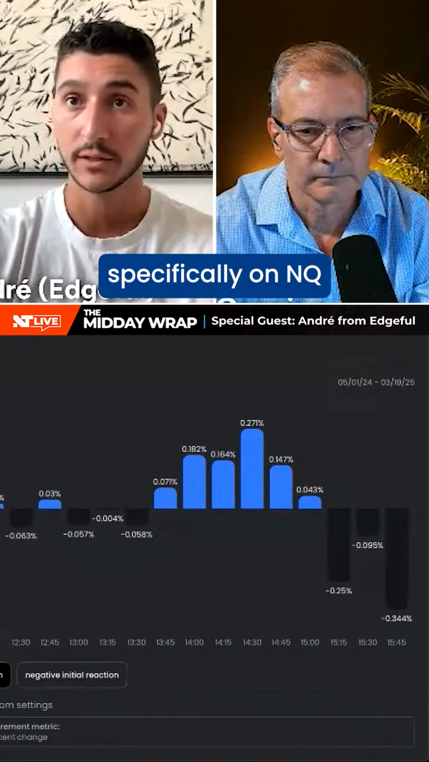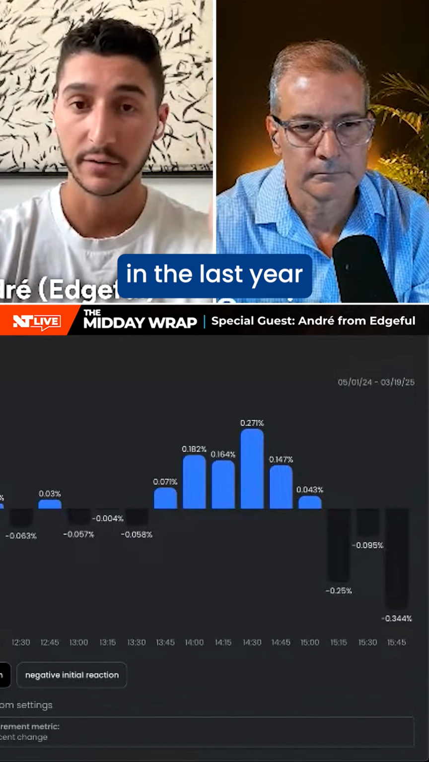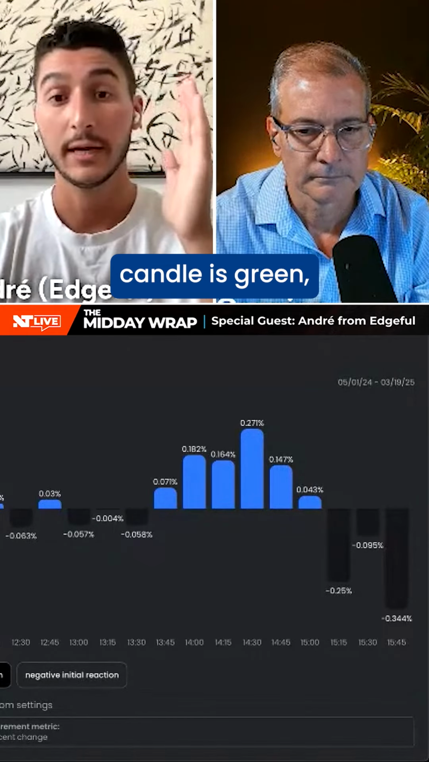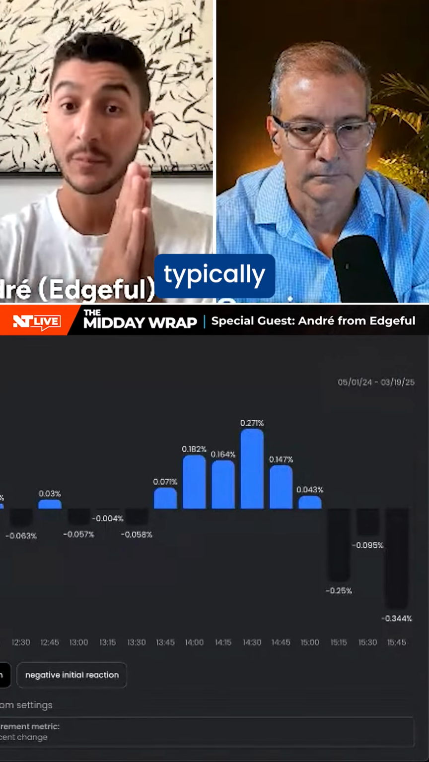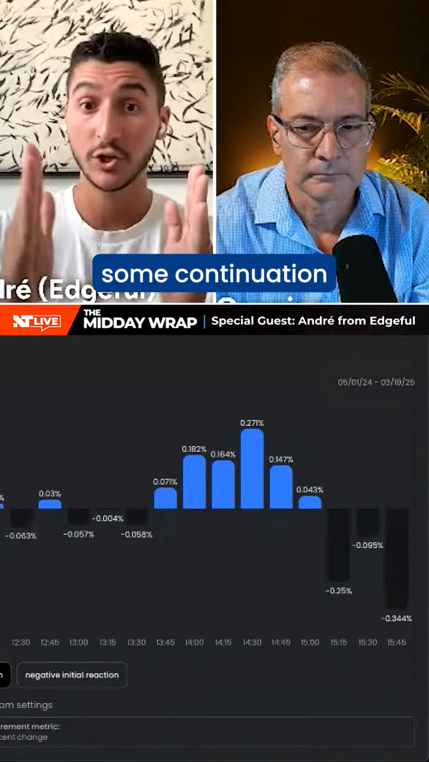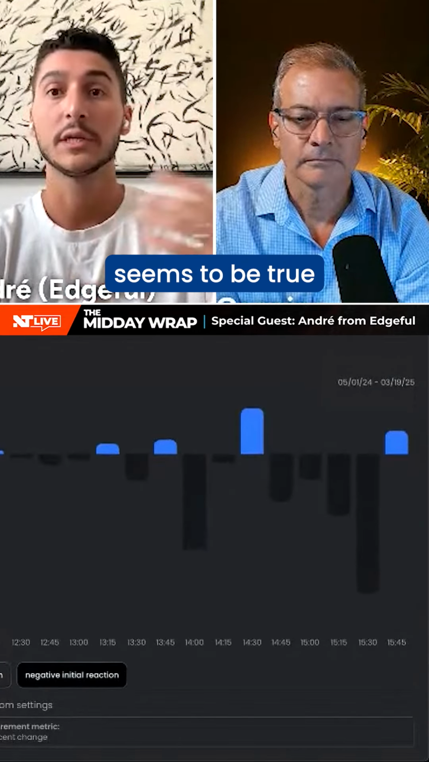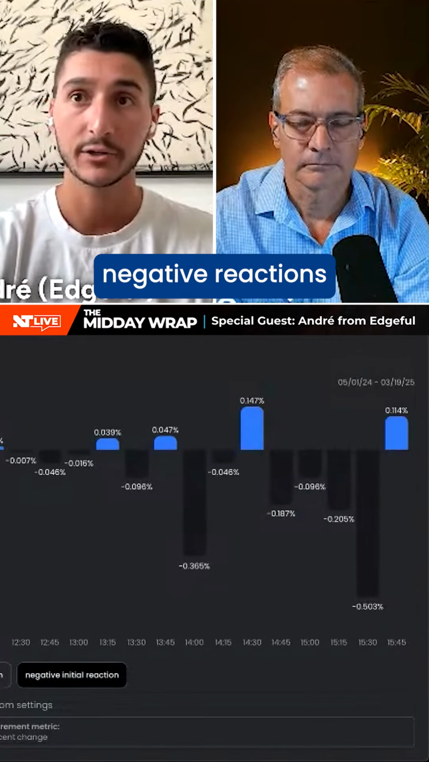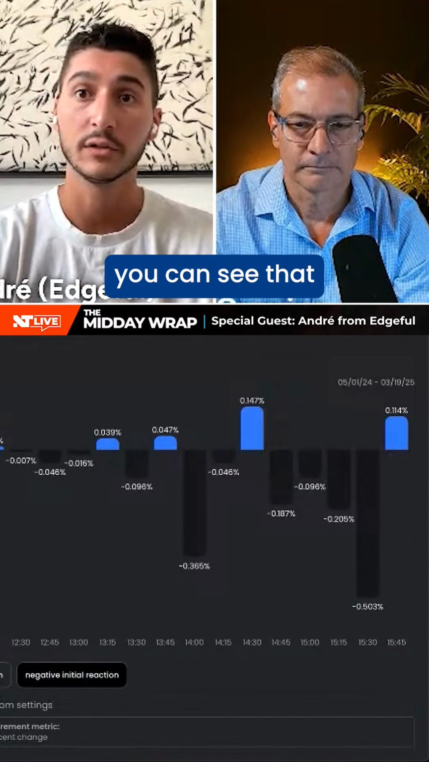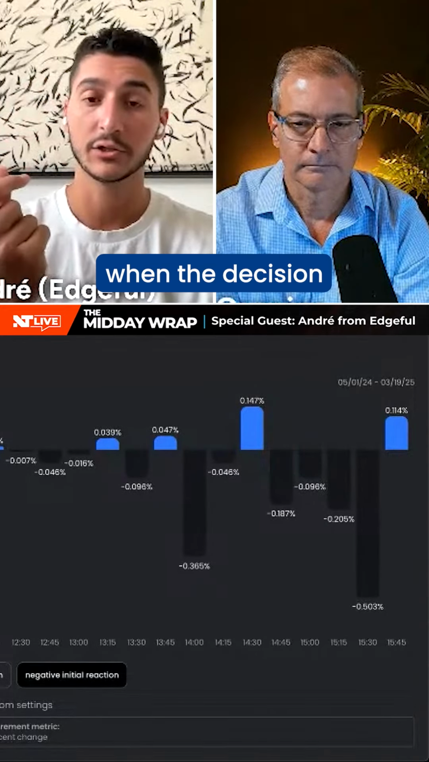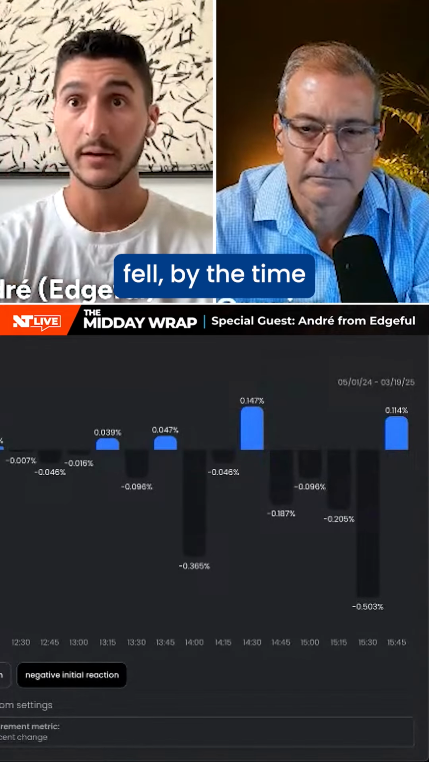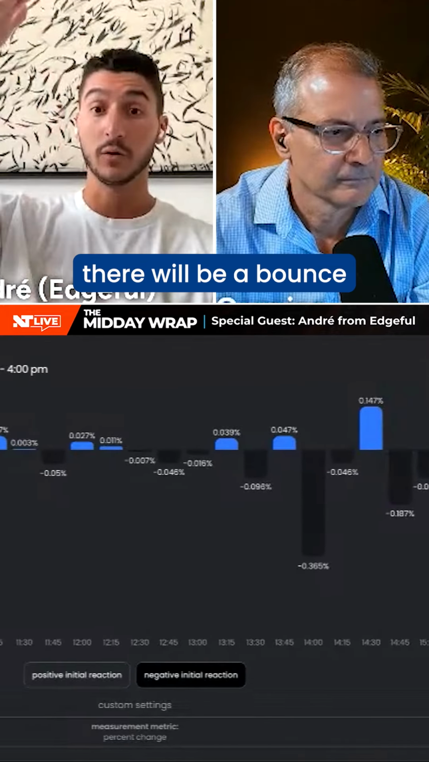What you'll notice specifically on NQ in the last year is that if that 2 p.m. candle is green, typically you're going to see some continuation until Powell is done speaking. But the inverse seems to be true for the negative reactions. In this case, you can see that at 2 p.m. when the decision comes out, for all the days where price fell, by the time Powell starts to come out, there will be a bounce.